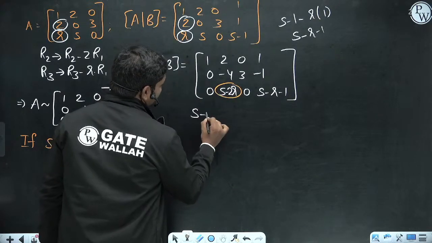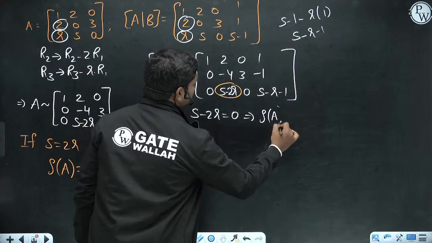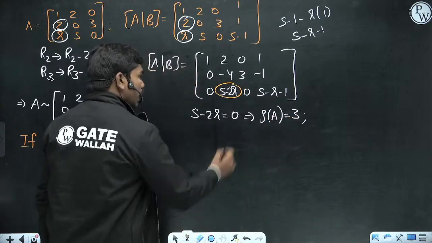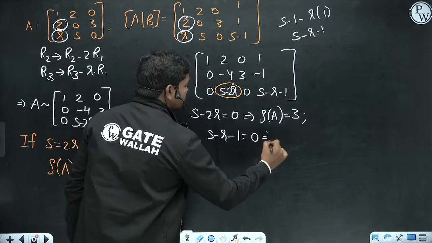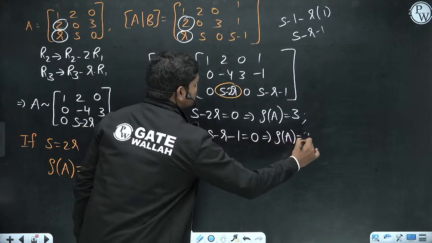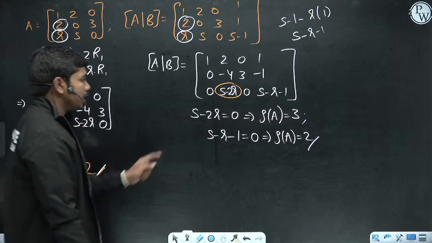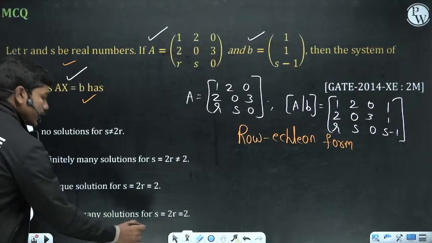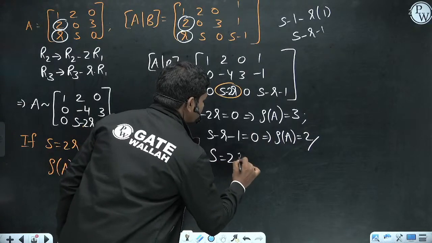If s minus 2r is equal to 0, this implies rank of A is equal to 3. Okay, and also if s minus r minus 1 is equal to 0, this implies rank of A is equal to 2 actually here, correct? So rank of A is 2. Now let us see one thing, if s is equal to 2r is equal to 2, means s is equal to 2r is equal to 2.